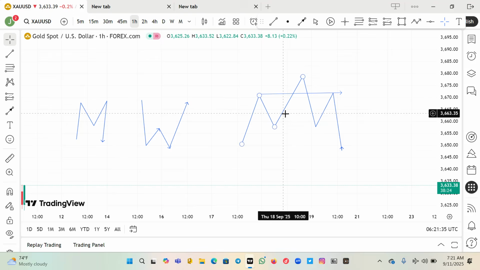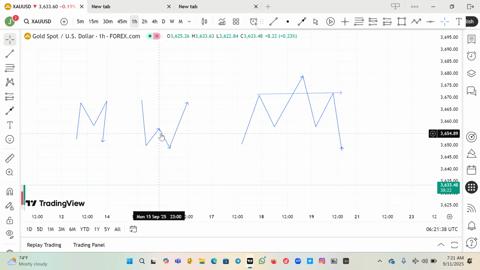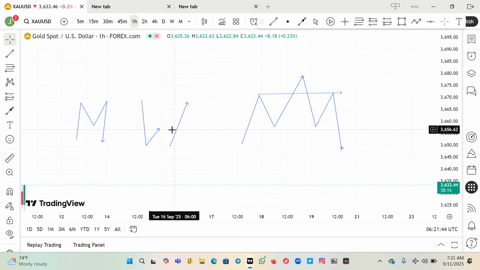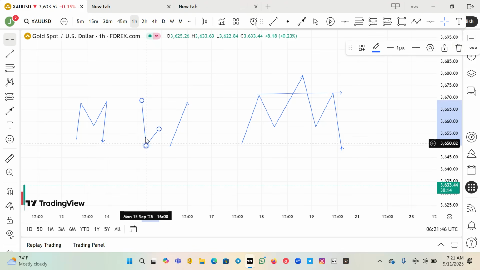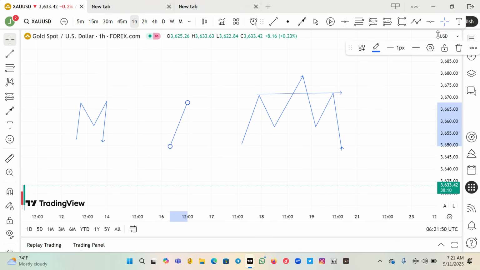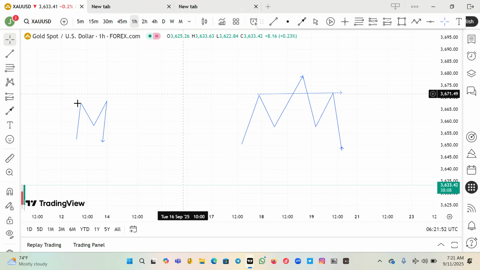Now, this is the pattern we're going to be using on XAUUSD today. If you go check my first video on YouTube, you will find that I taught an entry model which is called key levels. You may have to watch that video, which is key levels.